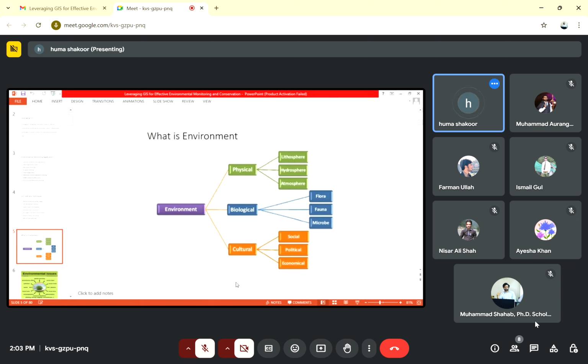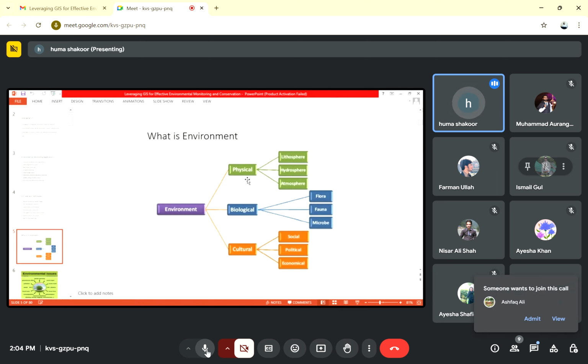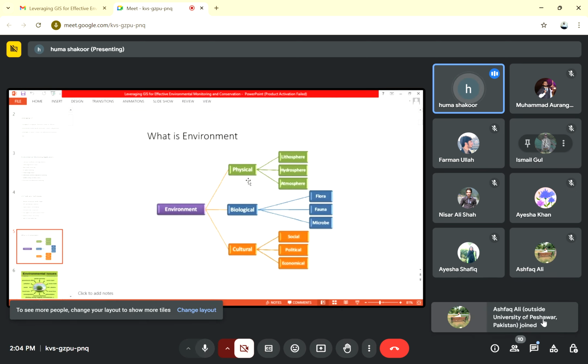Now, this is very important. Before monitoring the environment, we all should know what the environment is. In a very common and general definition, everything which surrounds us is called our environment. And what are these everythings? These are the biotic and abiotic components. Everything which surrounds us is called our environment. So the environment is divided into three factors: physical, biological, and cultural. Is it clear?